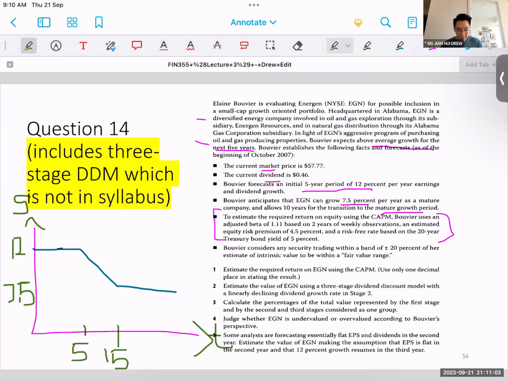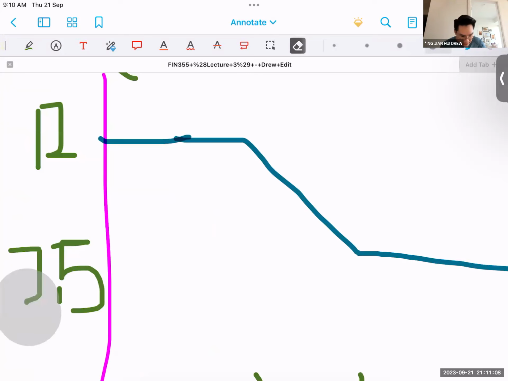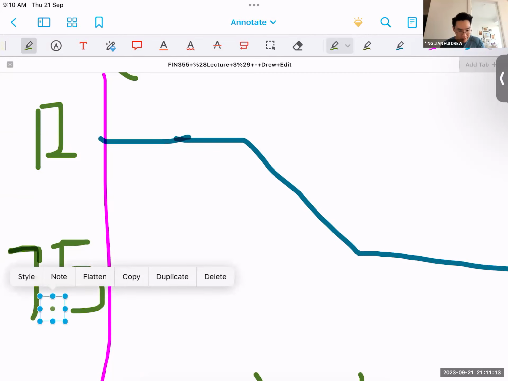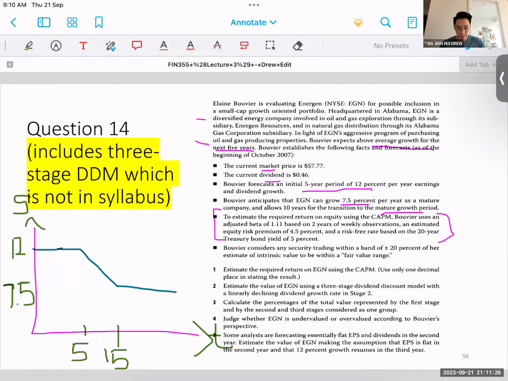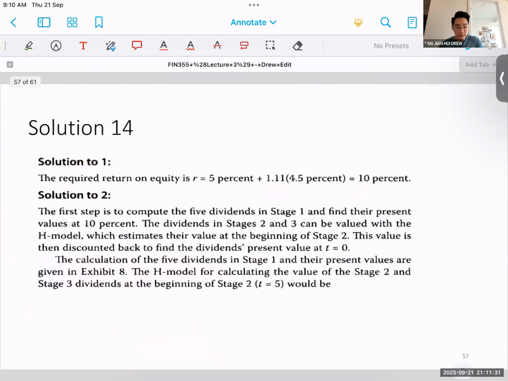Give me a moment. Let me just erase this. This doesn't look like 7.5. Okay, we're all there, right? Everyone following? So now, first part of the question, we are asked for the required rate of return. We simply use the CAPM formula. So this is nothing too exciting, right? Just CAPM.